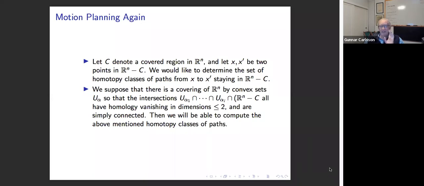So what this means is that we might have a covering of Rn so that these intersections of the covered region behave like discrete sets of points. So then we'll be able to compute the above-mentioned homotopy classes of paths, because we will have the complement broken up into discrete pieces, which have no higher homology, and because I've got the cup products, I can actually understand the relationship between those sets of components.